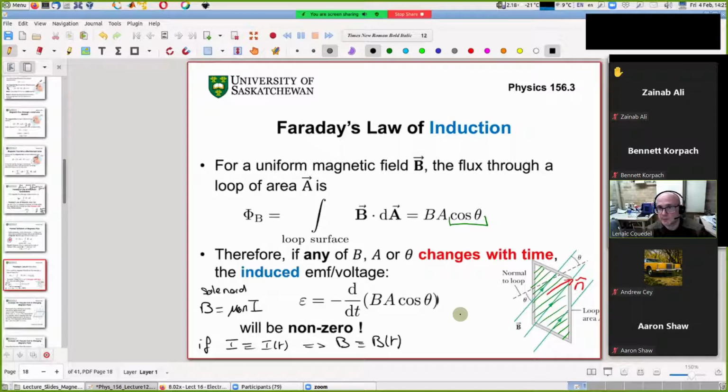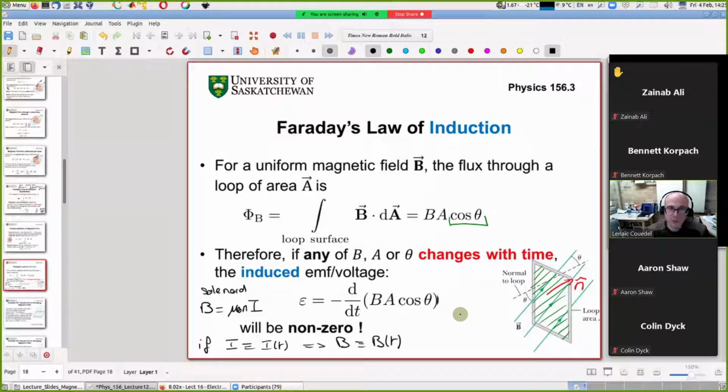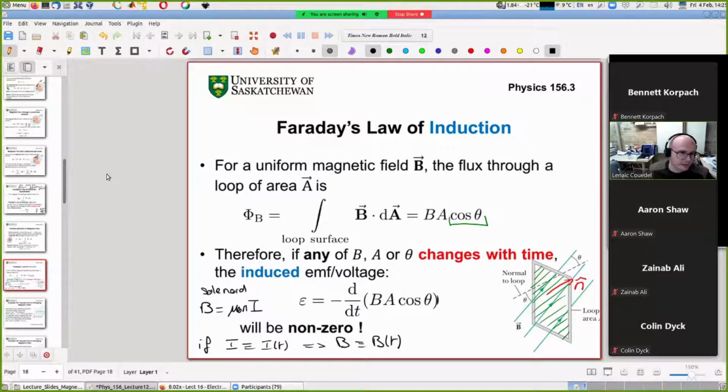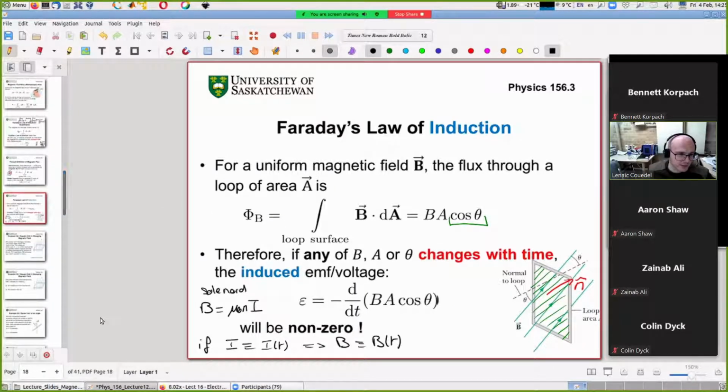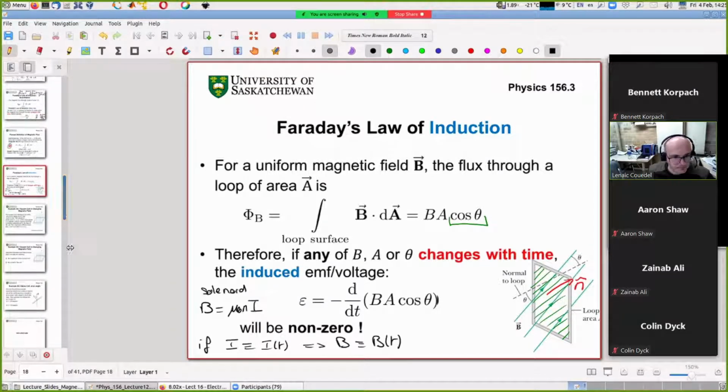Yes, Zainab? I was just wondering, why is there a negative sign in the EMF equation? I will come to that. I will explain it very quickly, actually just after the example. I will explain why we have this negative sign, and that will be Lenz's law. Lenz's law will explain the negative sign.